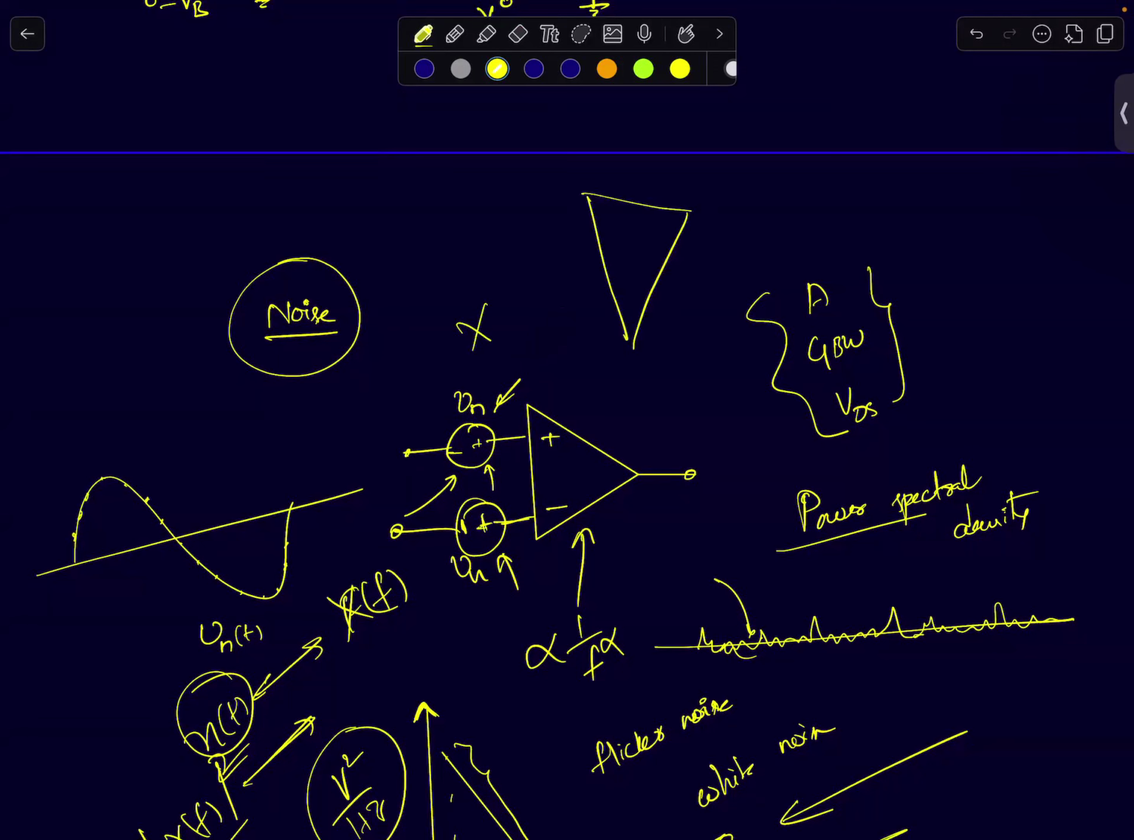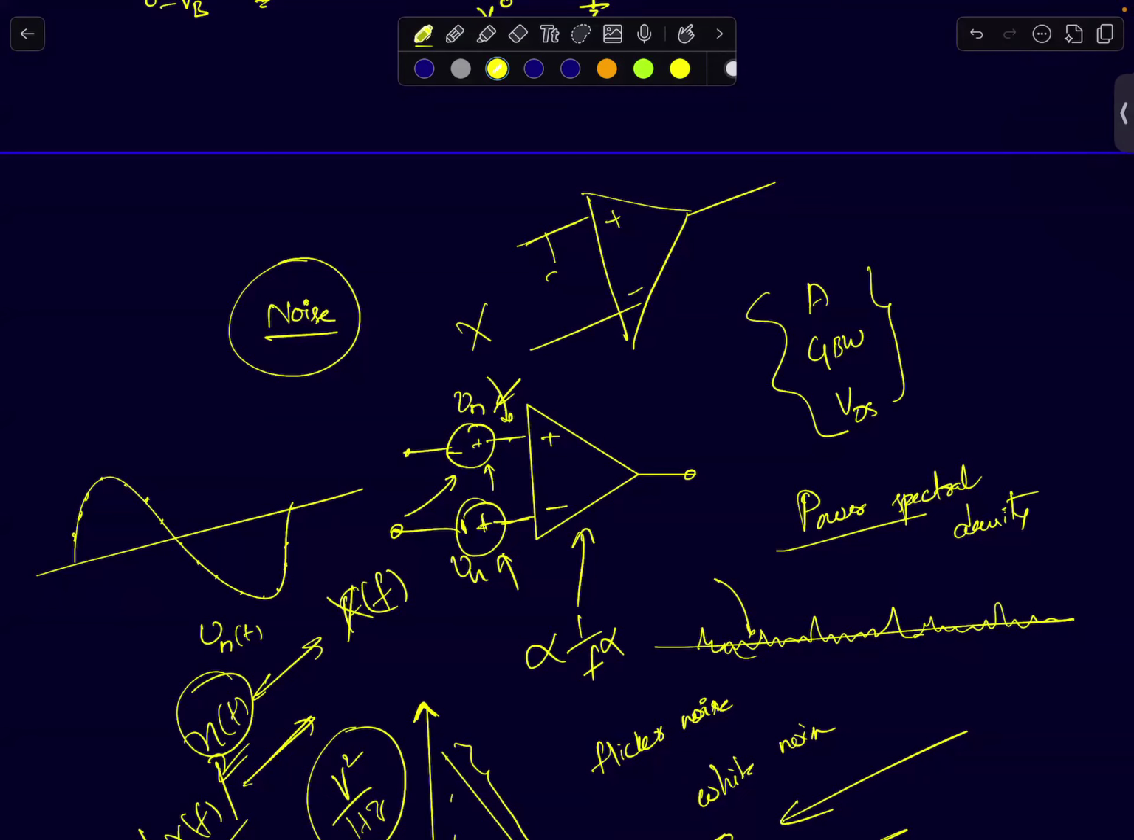The right way to model noise is that you should apply the noise differentially. Your input should be like this. Vn should appear differentially between these two terminals. That's why I should model it only at one input. If I model it at both the inputs, right?